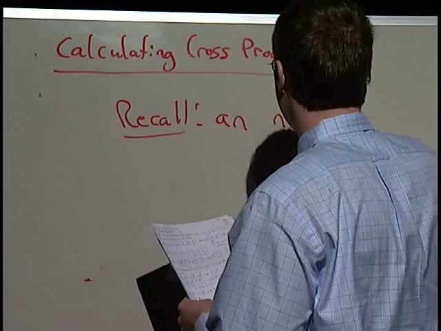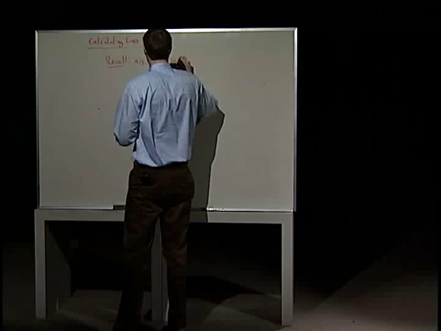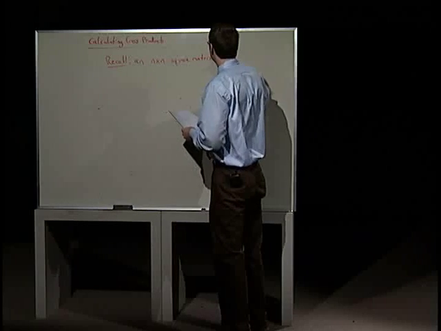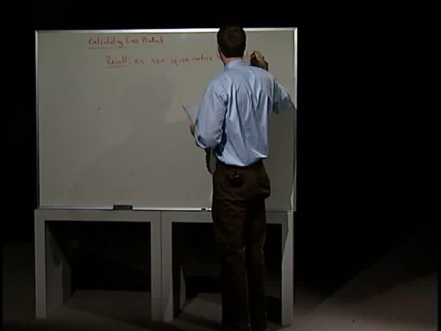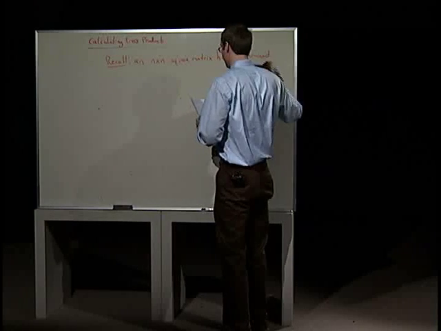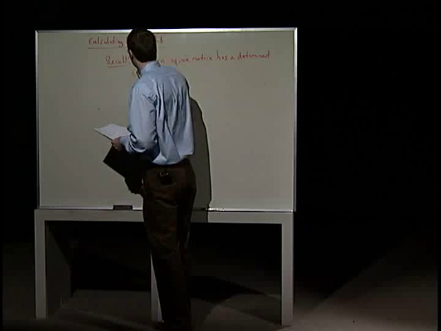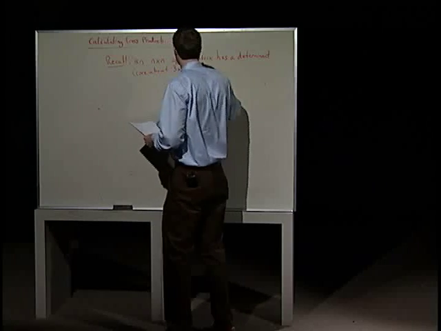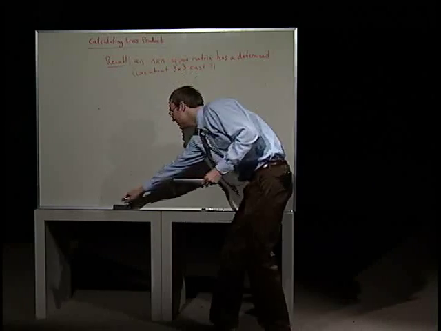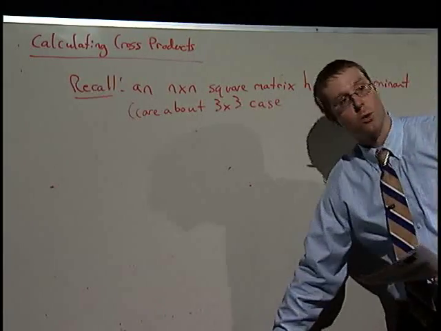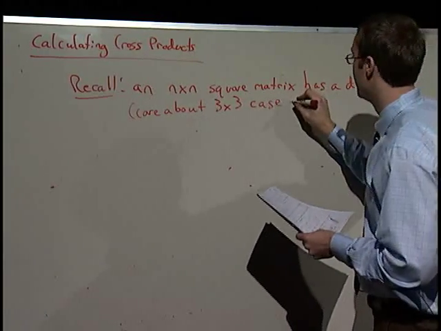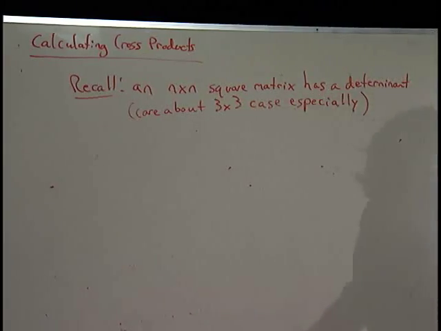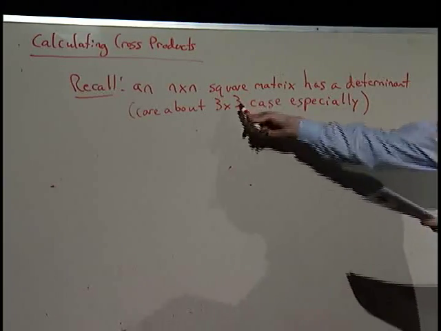If you have an n by n square matrix, then it has a determinant. And in particular, we care about the 3 by 3 case especially, because you can't do these things for the 2 by 2 case. There's a thing as a cross product in 2 by 2. And higher dimensions we don't really care much about either, but we do care about these things in 3 space. So we care about the 3 by 3 case.